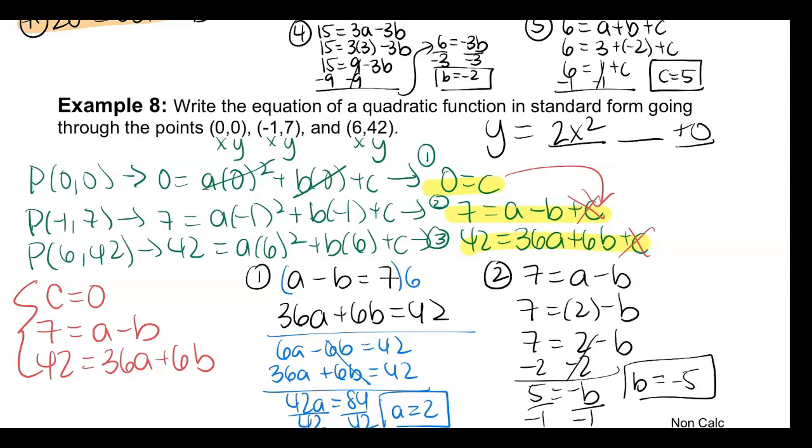So at the top of the page, I'm going to make this minus 5x. All right, let's make this a lot cleaner. So your final answer that I'm going to box and highlight is y equals 2x squared minus 5x. This is your final answer. That's what I want to see.